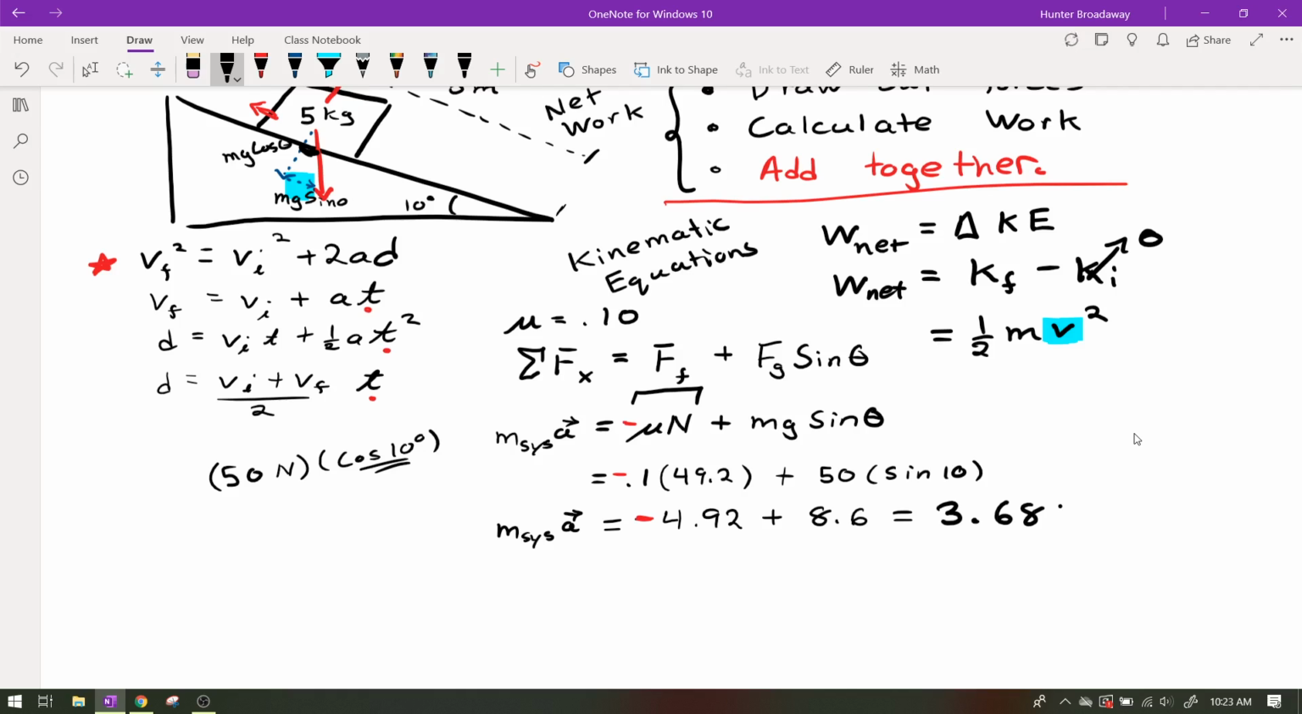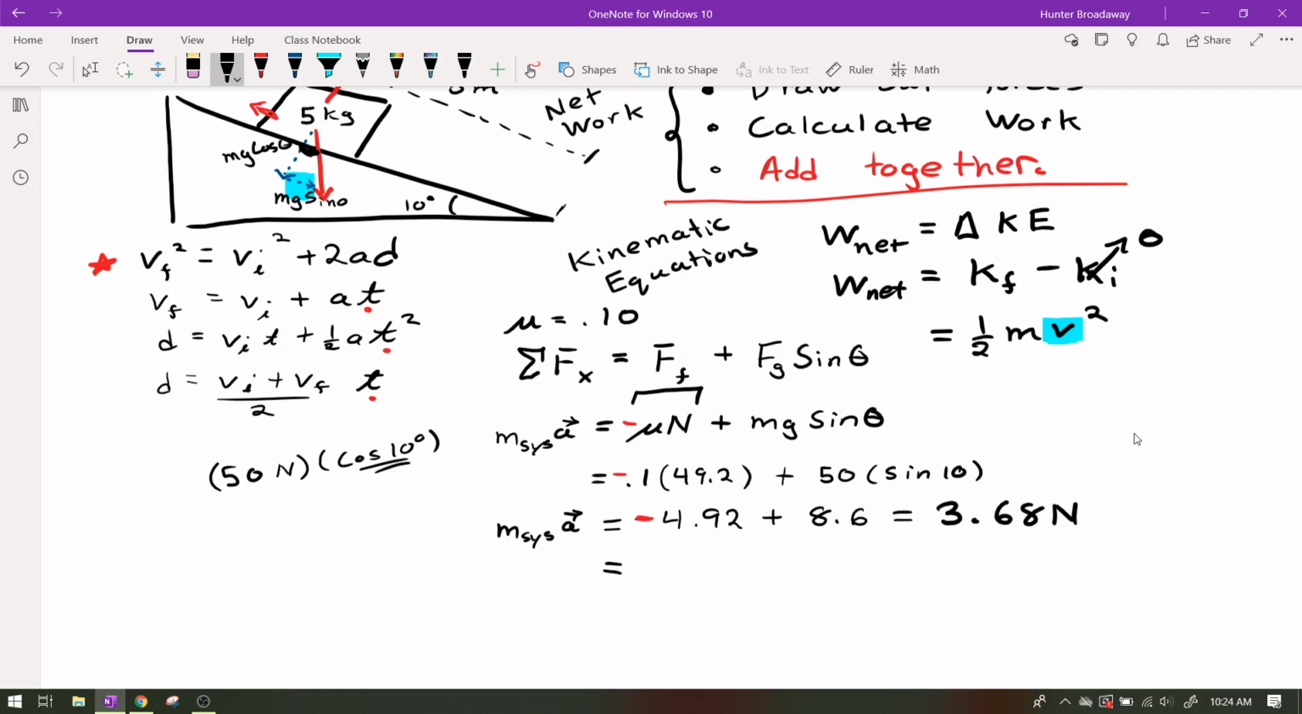What's the unit for force? No, no. Newtons, not joules. Joules is energy. Newtons is force. They are not the same thing. Joules is force times distance. Newtons is mass times acceleration. And you multiply it by a distance, you get joules. All right, 3.68 newtons.